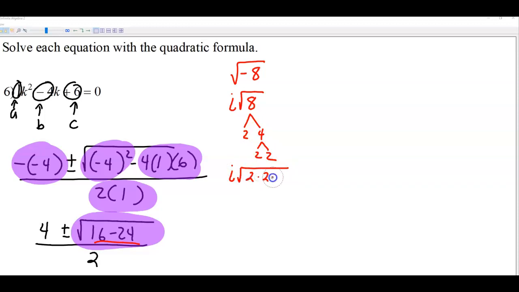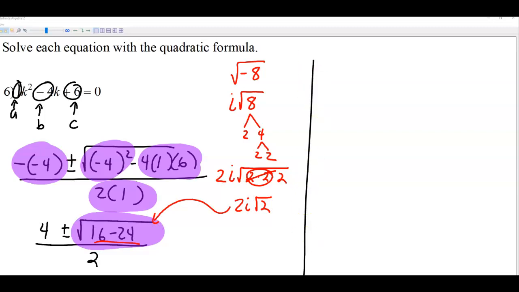It breaks down into 2 times 2 times 2. And for every pair, we could take 1 out. So we have 2i radical 2. And that's what we're going to put where that square root was. So now I have 4 plus or minus 2i root 2 over 2.